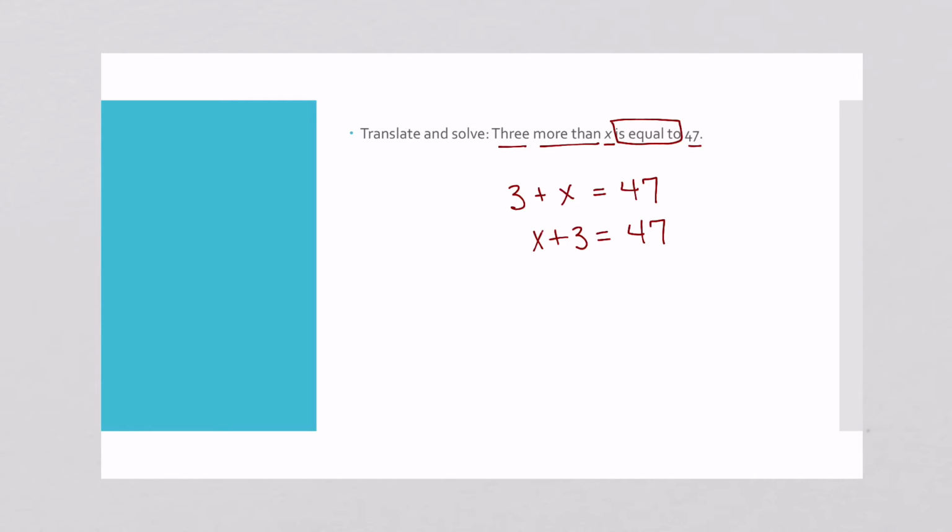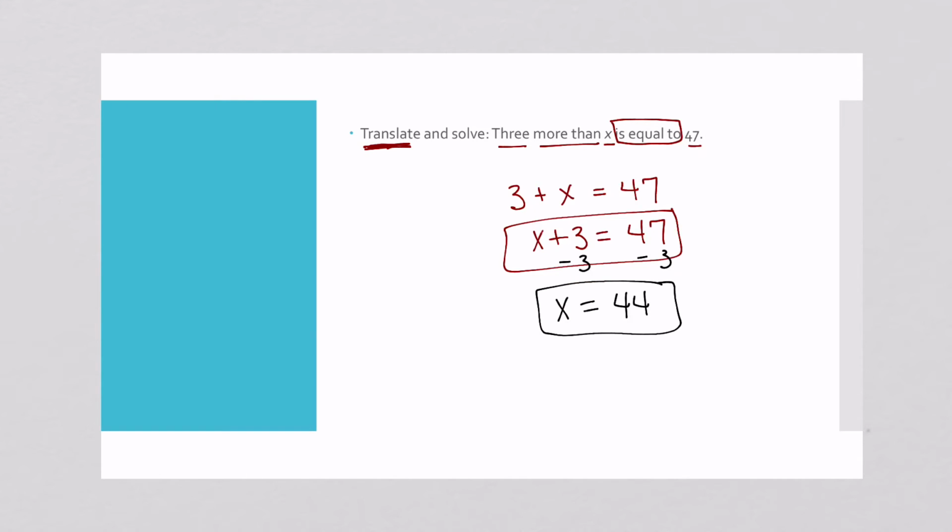So now to solve this, if I had this problem on a test or a quiz, this would be part of your credit right here, because that's the translate part. Now you need to do the solve part. So we're going to subtract 3 from both sides, and you get that x is equal to 44. So there's the other part of your answer that I would grade.